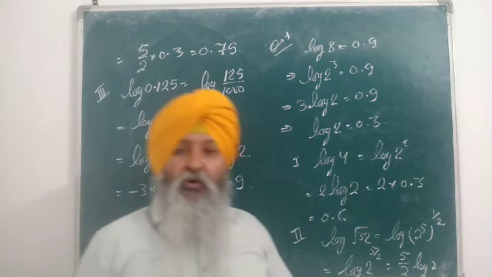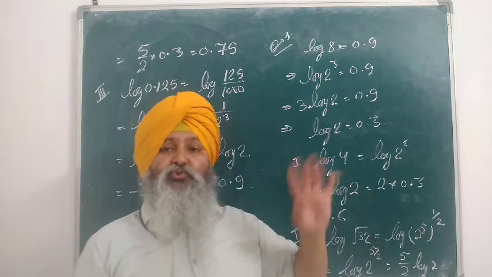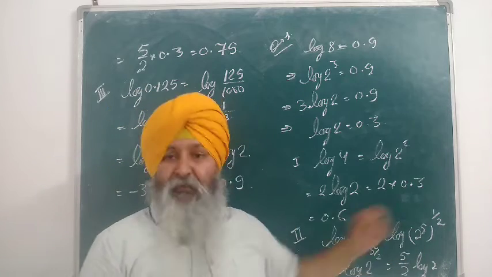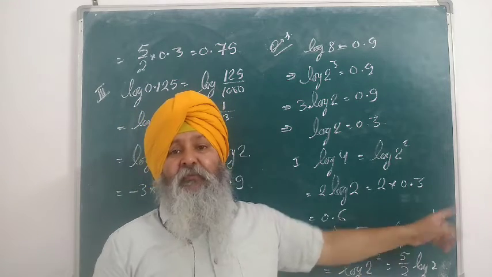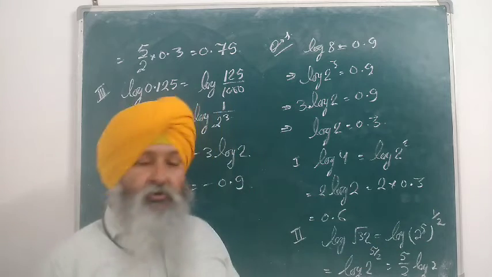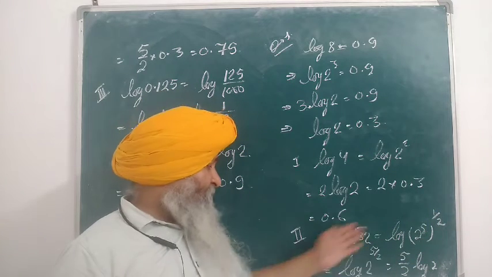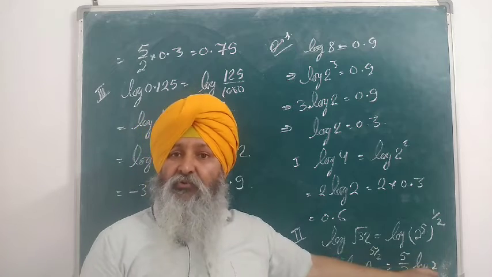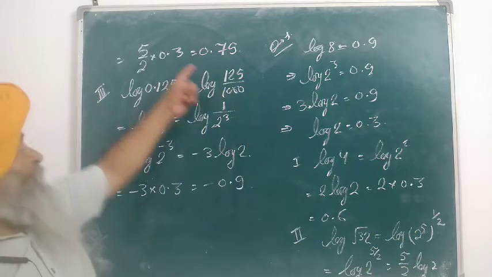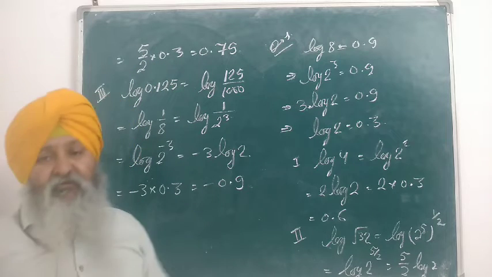Now second. Log under root 32. You know that 32 is 2 raised to power 5. 2, 4, 8, 16, 32. Under root means power 1 upon 2. Now the powers get multiplied, it is 5 by 2. This power will come forward, so it will be 5 by 2 log 2. Now 5 by 2 as it is, log 2's value you know is 0.3. When you simplify, the answer will be 0.75.